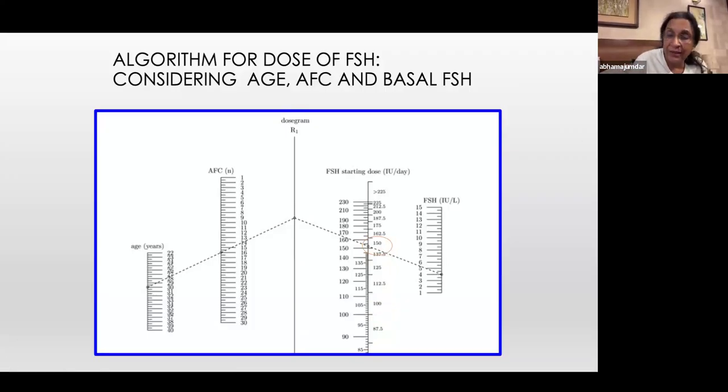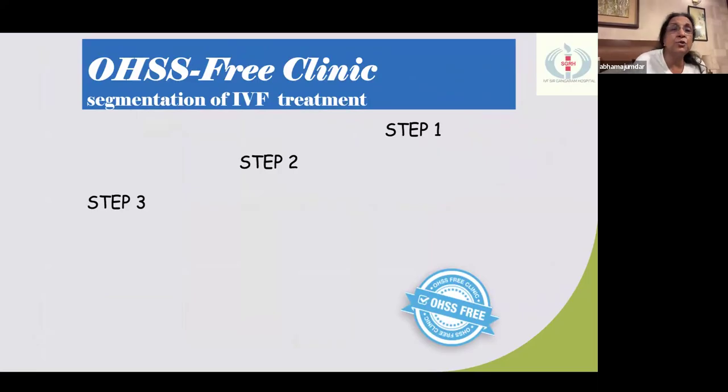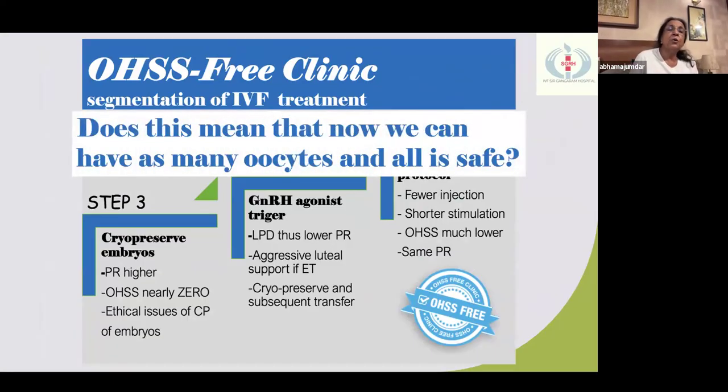So don't use higher than this dose unless there has been some type of poor stimulation earlier, poor drug usage, or poor response. Having said that, you still need to know about OHSS free clinic, because you might still overstimulate your patient sometimes, not being so careful about it. And in 3 steps, we sort of make our clinics OHSS free. First is use antagonist protocol, 2, use GnRH agonist trigger, and last, cryopreserve embryos.